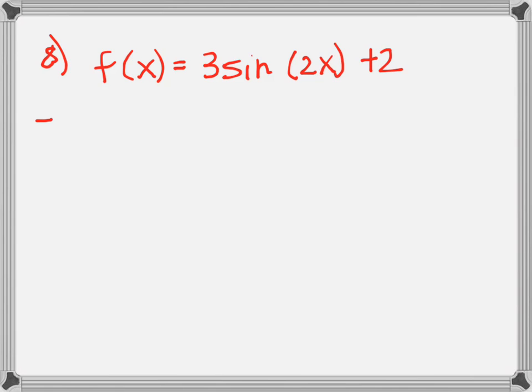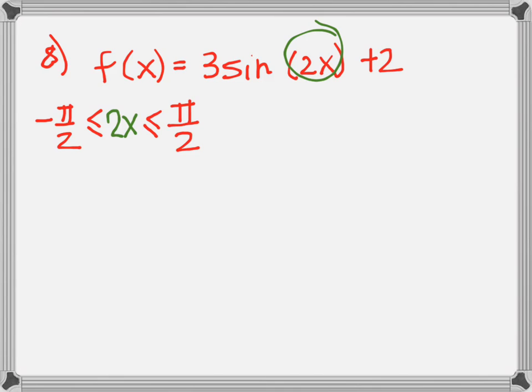Sine has the restriction that it's negative pi over 2 to pi over 2. And these are less than or equal to's for sine. And what goes between them is actually your angle. How quickly or how slow the period is affected by the angle, and this angle is 2x. So I get to find my new restriction based on using my old restriction information, negative pi over 2 to pi over 2, and the angle in this particular problem. Okay? So this angle is 2x, and I need to solve it then for x.